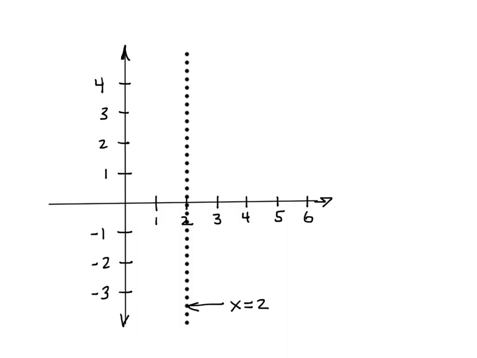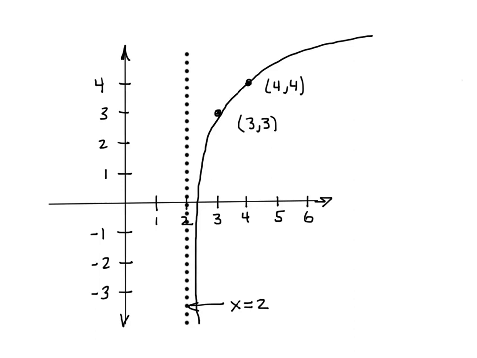Okay, so we know the vertical asymptote is 2. We have 2 points, 3 and 4, and we know the general shape. The domain is going to be on the right side of the asymptote, and we know from these 2 points how this is going to work. So if we just connect the dots and extend it to what we know, we get a basic graph.